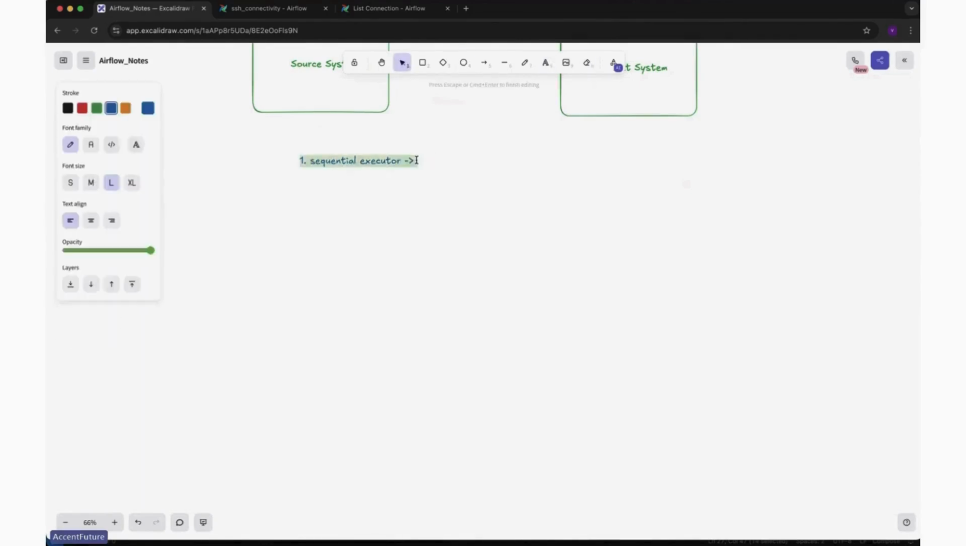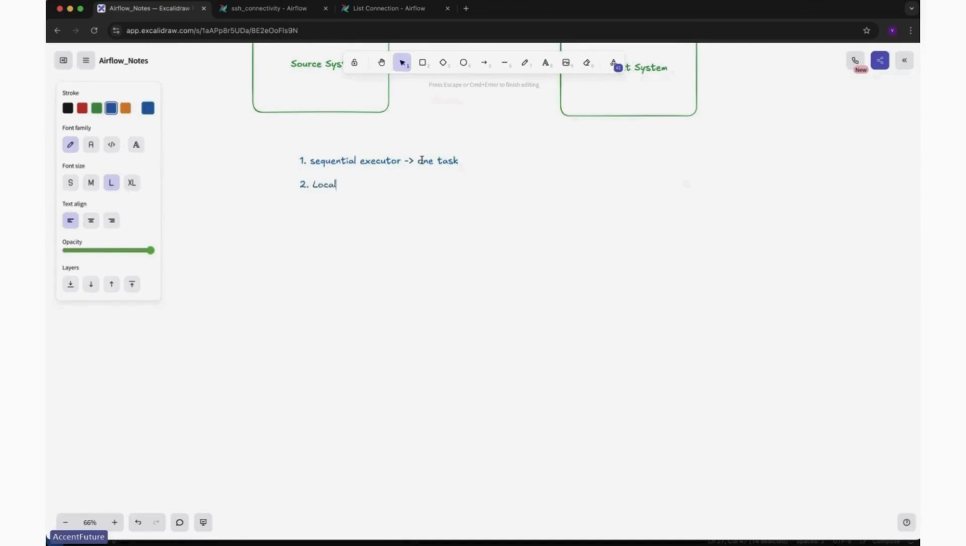So when we have any issue with the DAGs or anything, we can check these types of executors to find where the issue is. Sometimes you don't understand the logs clearly. So when we have multiple tasks in one DAG, we can use the sequential executor mainly for debugging purposes, to find where the issue is.